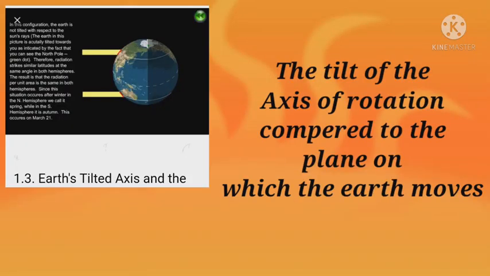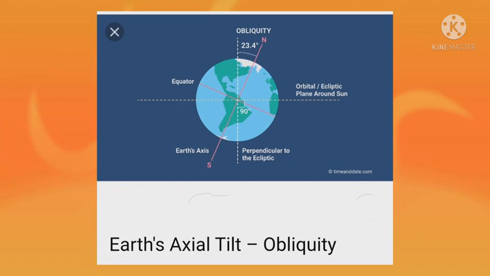Third one, the tilt of the axis of rotation compared to the plane on which the earth moves. Earth has seasons because our planet's axis of rotation is tilted at an angle of 23.5 degrees relative to our orbital plane, that is the plane of Earth's orbit around the Sun. And the orientation of the Earth's tilt with respect to the Sun.